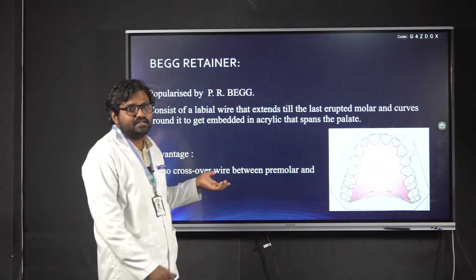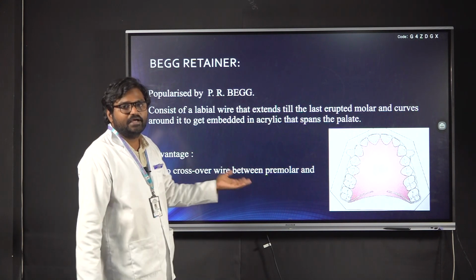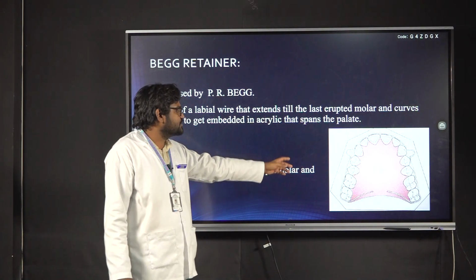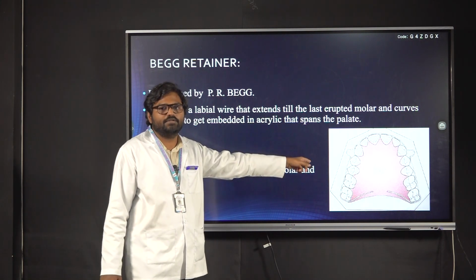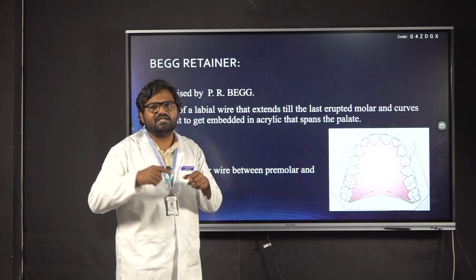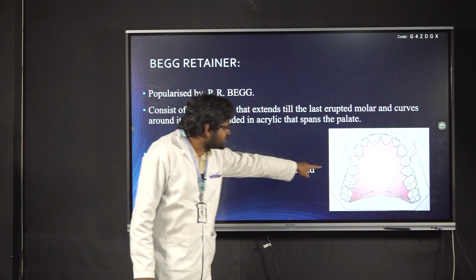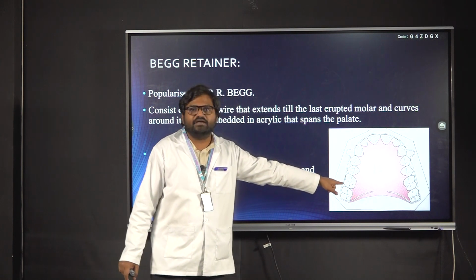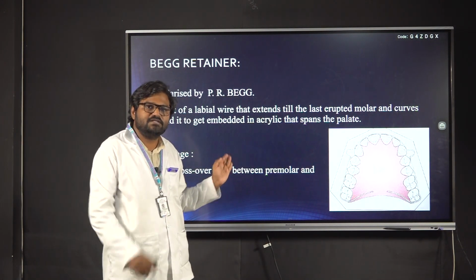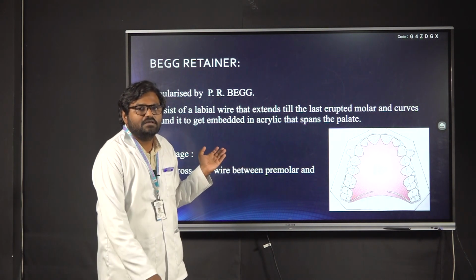And next is your Begg retainer. Yes, this is also commonly used, where it's similar to Hawley's appliance or Hawley's retainer, where instead of a clasp, what they do is extend the wire component of the labial bow. So once you give a U loop, you extend it to the most distally erupted molar, on the distal side. So it curves on the distal side and it goes and embeds into the acrylic. So it's wrapping around also. It's also a wraparound retainer, but it was given by Begg, so it's a Begg retainer.